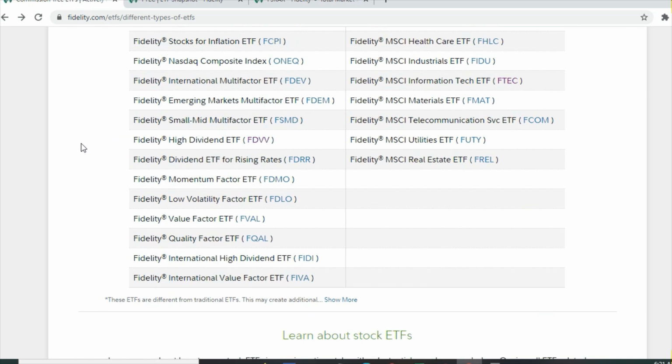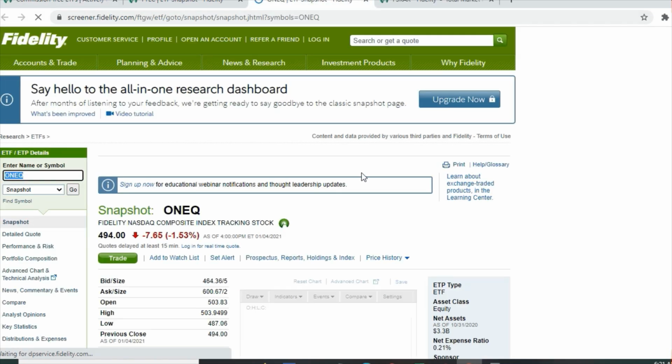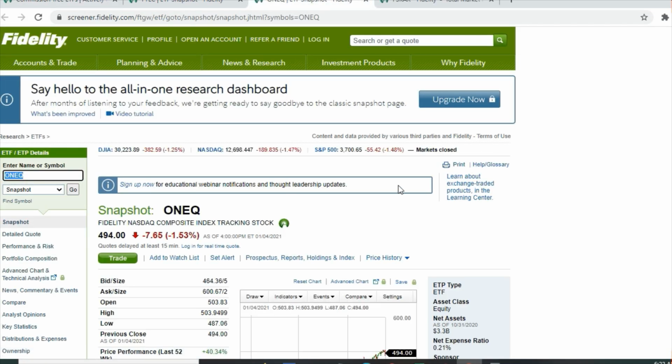The big problem that I have with Fidelity ETFs is that they don't offer a general Fidelity S&P 500 ETF like Vanguard does, like iShares does. They offer a lot of different unique opportunities, but only one major index do they track. They track the Nasdaq Composite Index, ONEQ. So we've got Fidelity ONEQ. It tracks the Nasdaq Composite Index.